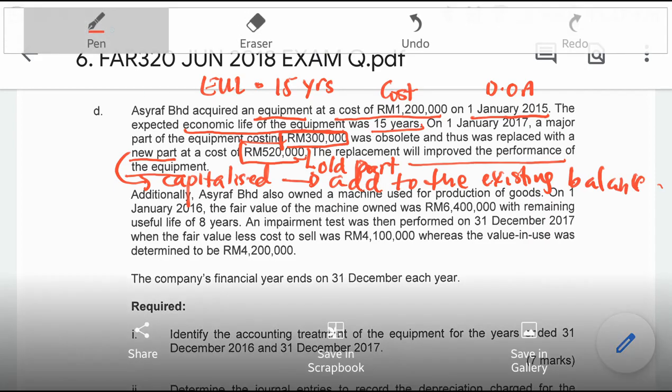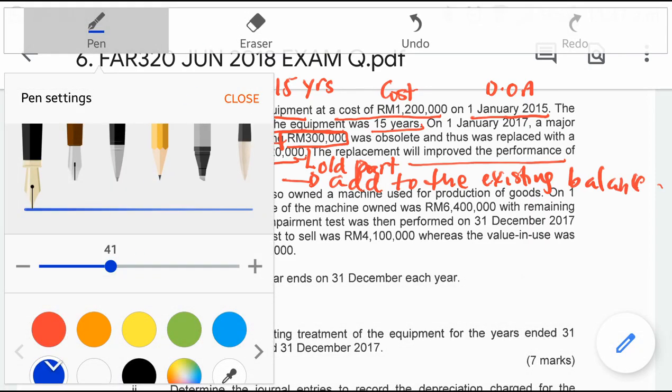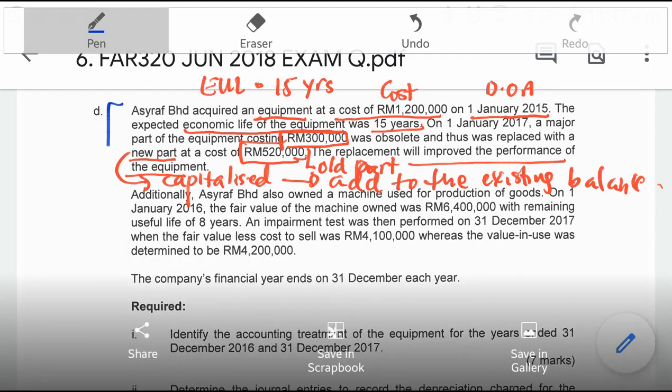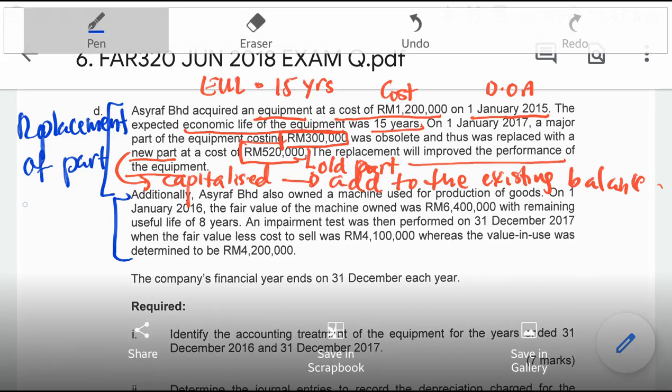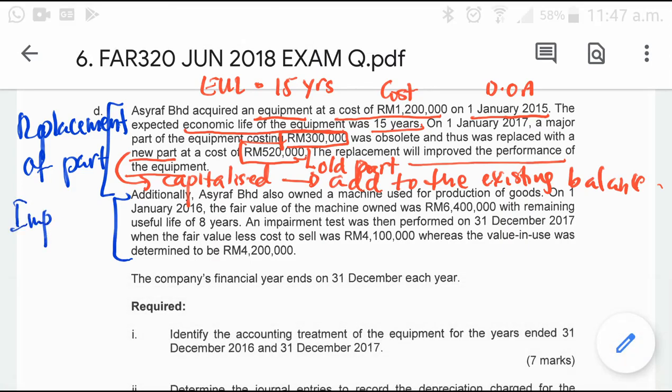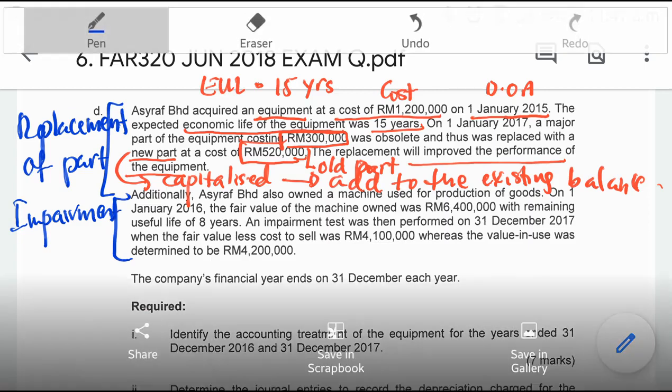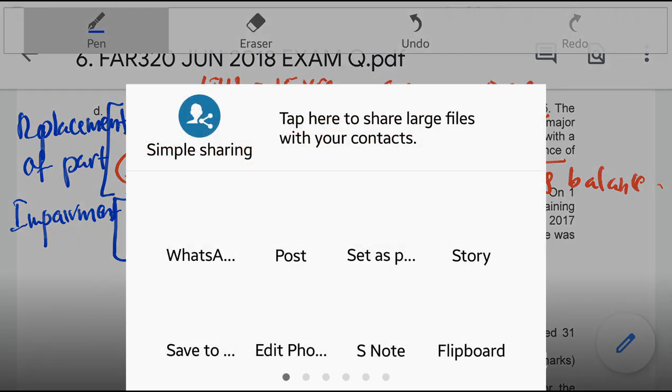Okay, this first part is actually on replacement of part, but this second part is on another different issue, which is on impairment. My focus is just to do the first part. I'm going to do 1 and 2.